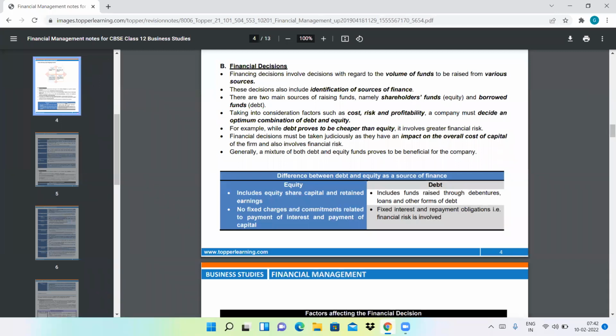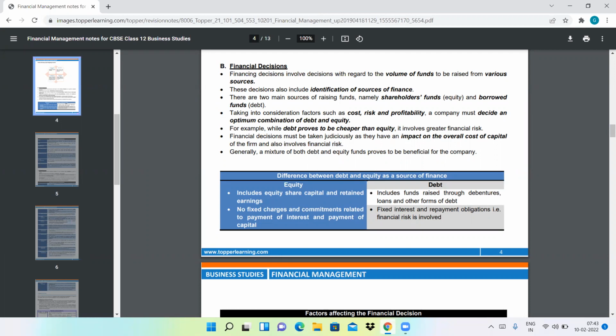We have done up to investment decisions in the previous lecture. Now we are doing the financing decisions. Financing decisions basically involve identifying how much of the funds are required and what will be the various sources from which these funds will be raised.